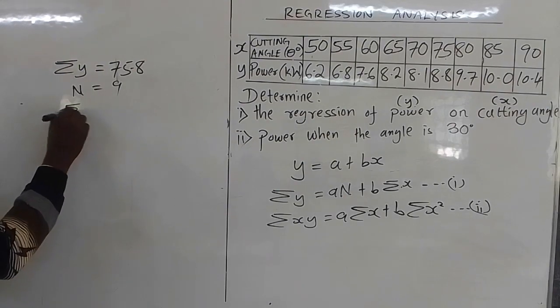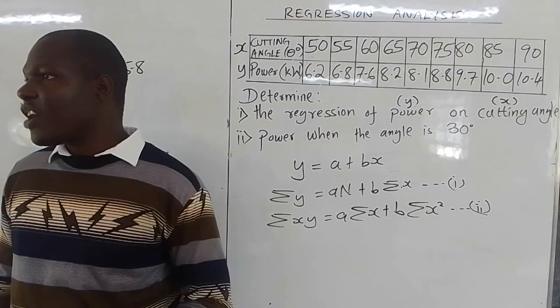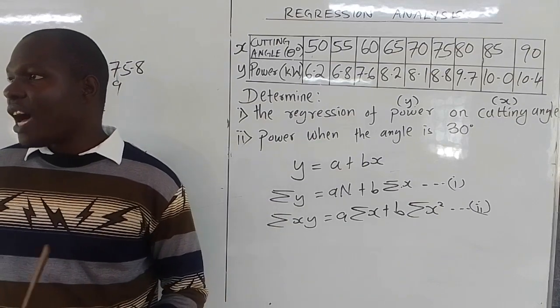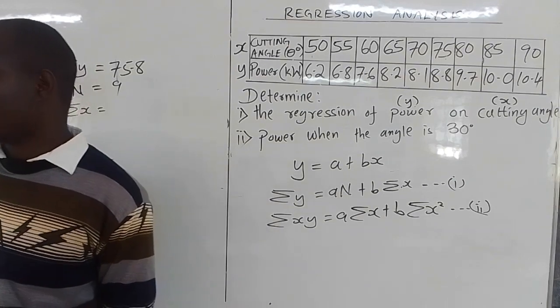Go again to shift, and press number 1 to give you statistics. Then you press sum. Under sum, select summation of x. What do we have?